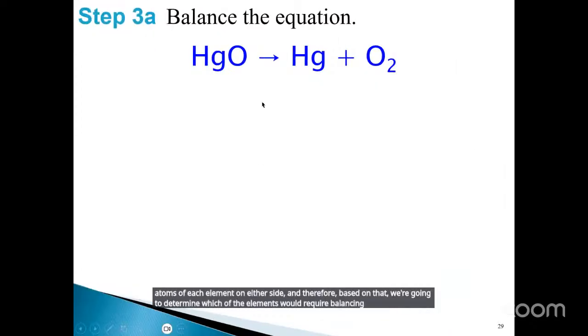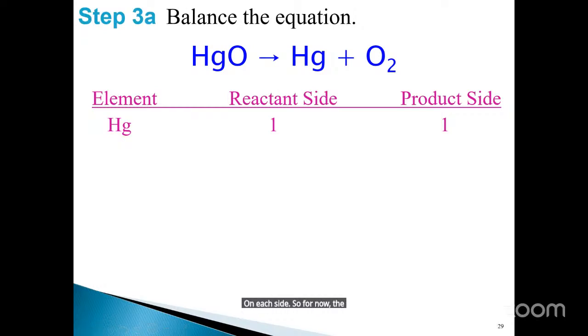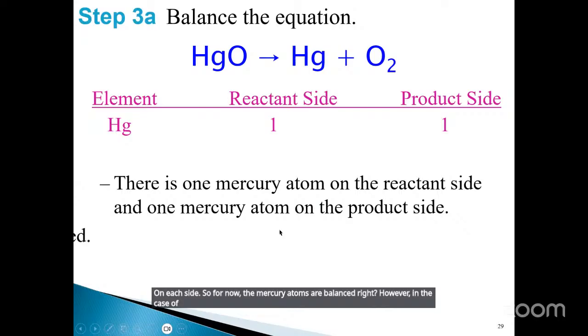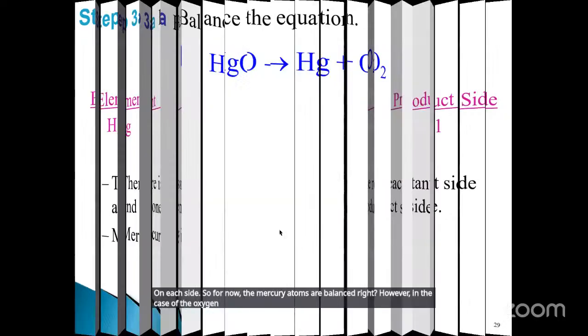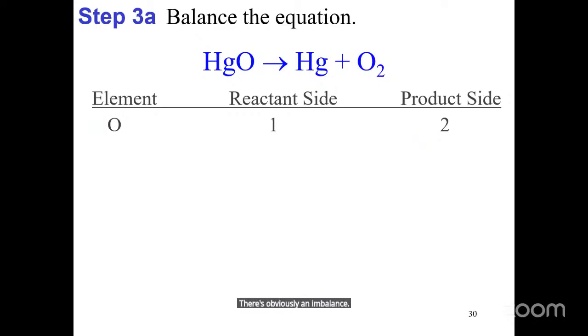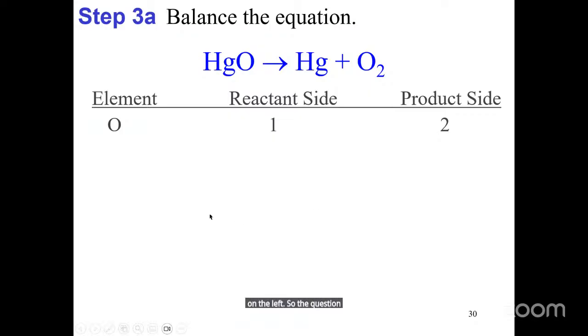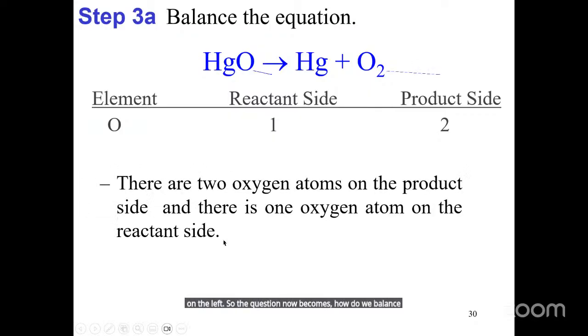So if we look on both sides, you see that you have one mercury atom represented on each side. So for now, the mercury atoms are balanced, right? However, in the case of the oxygen atoms, there's obviously an imbalance. You have 2 oxygen atoms on the right, 1 oxygen atom on the left. So the question now becomes, how do we balance the oxygens, all right?